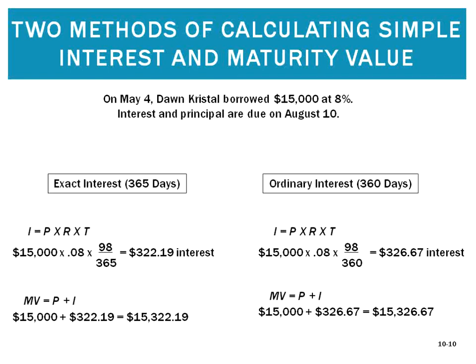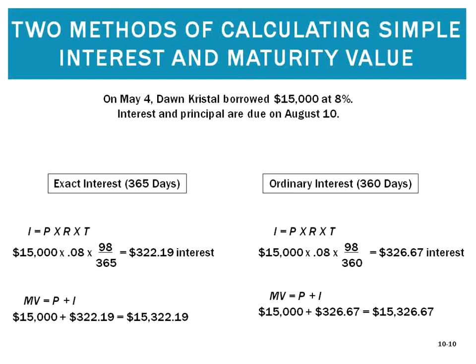The first one is actually incorrect. So now, compare these two side by side, okay? On May 4th, Dawn Crystal borrowed $15,000 at 8%. Interest and principal are due on August 10th. How many days from May 4th to August 10th? 90 days. I'm sorry, 98 days.